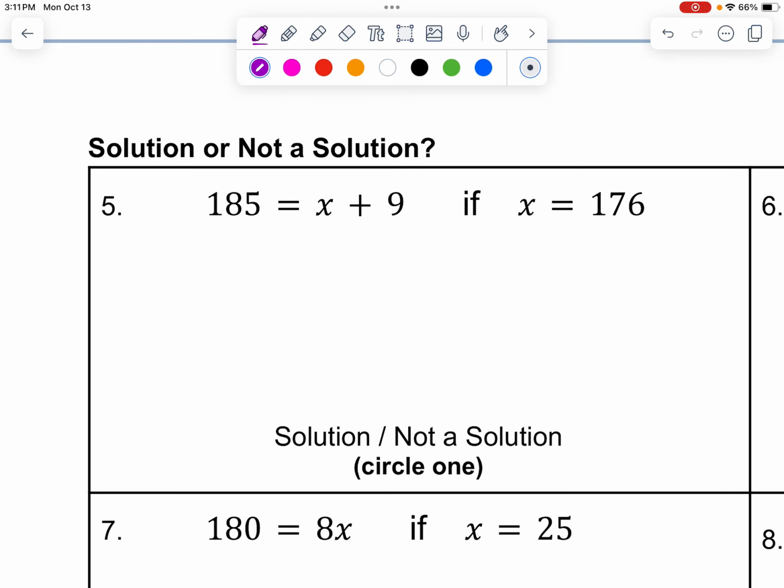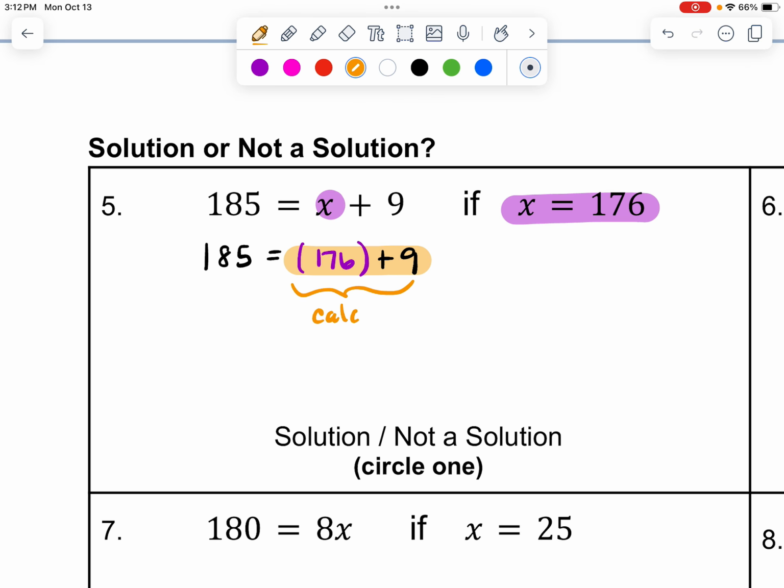For number 5, here is my variable, here is my x. First, I will substitute. 185 equals parentheses 176 plus 9. This time, the right side will get calculated. We get 185. These are equal, so we say solution.